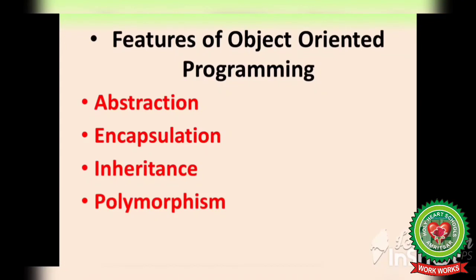So students, today we have discussed features of object-oriented programming that are abstraction, encapsulation, inheritance and polymorphism. So read and learn pages 57 and 58 for a better understanding of the topic.